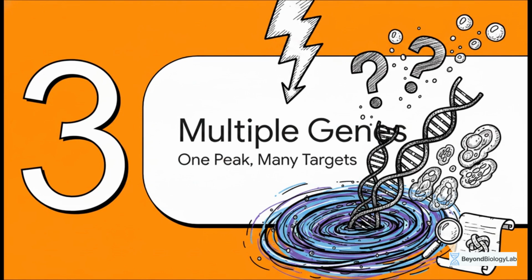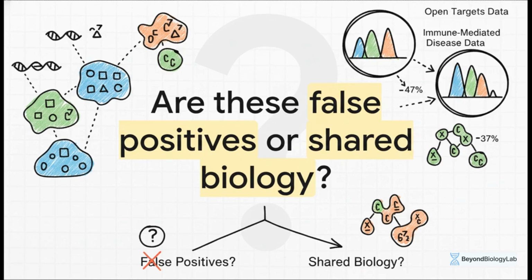Section 3. One peak, multiple genes. Okay, wait, here is the plot twist. What happens when our statistical tools point to not just one gene, but multiple genes at the exact same time? The researchers found that roughly 47% of the peaks in the Open Targets data and 37% in the immune-mediated disease data colocalize with 2 or more different genes, almost half.